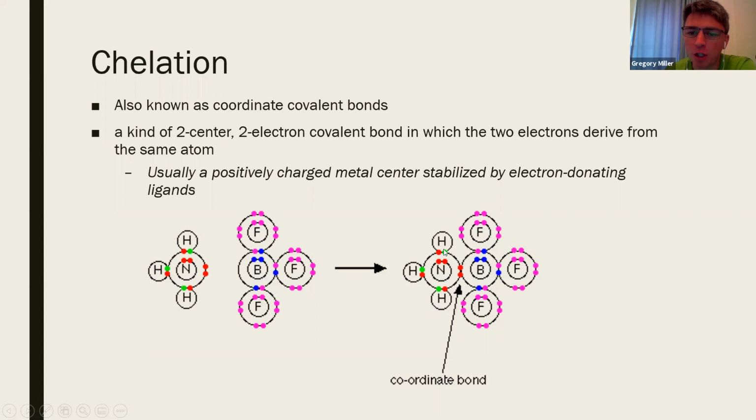Whereas if we look at the nitrogen-hydrogen bond, we have a red and a green, meaning 1 electron came from each. Or if we look at the boron-fluorine bond, we have a pink and a blue, meaning 1 electron came from each. So those are normal covalent bonds. The fact that this nitrogen-boron bond is 2 red electrons because they both came from nitrogen is what makes this a chelation bond.